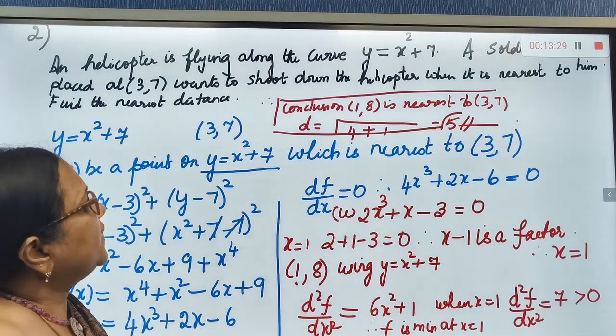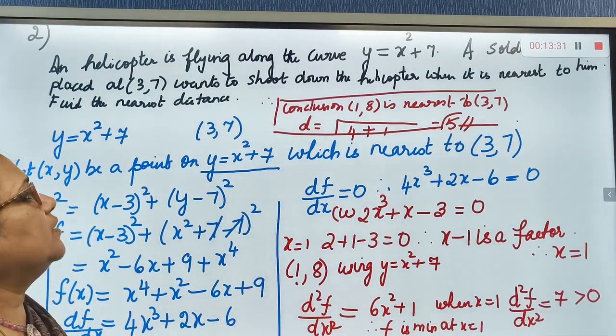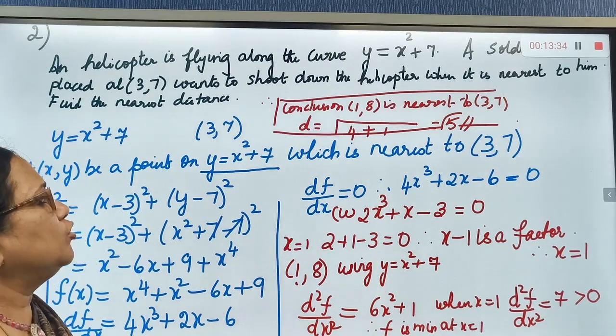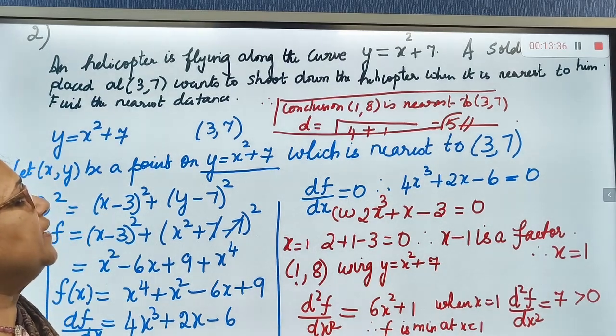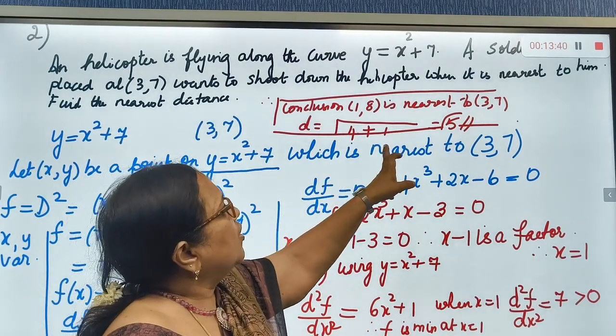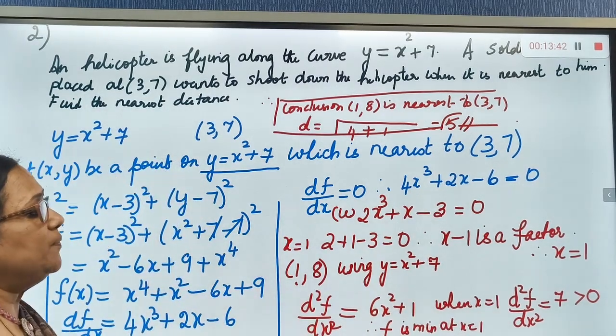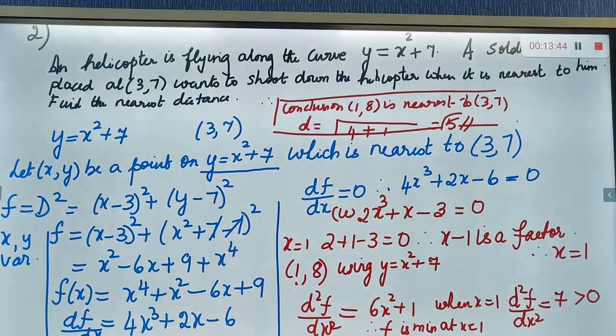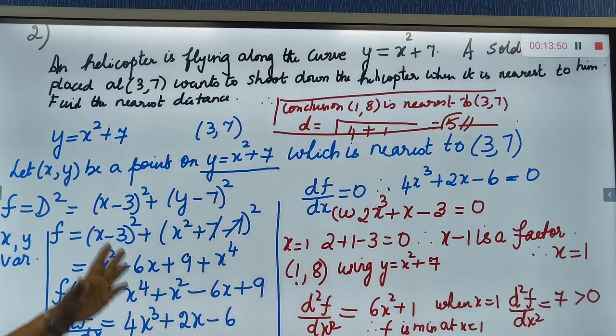Root of x2 minus x1, so 3 minus 1 the whole square, which is 2 square, which is 4. Plus 7 minus 8 is minus 1 square, which is 1. So d is root of 5. So the minimum distance is root 5 units. Is it clear? This is also similar to the previous sum, but based on a particular life situation. Is it clear?